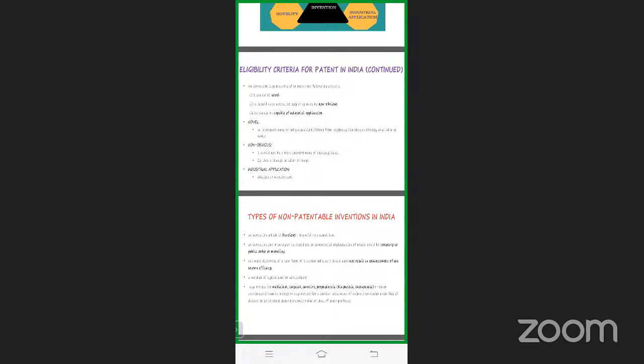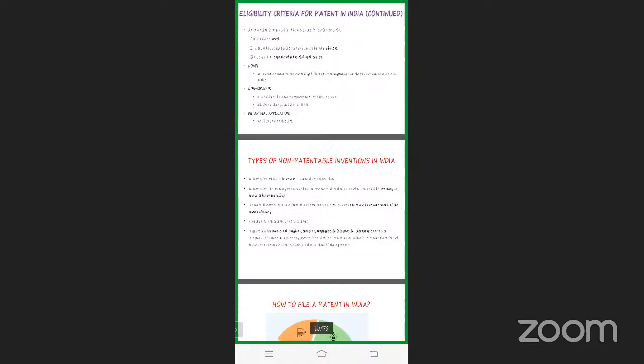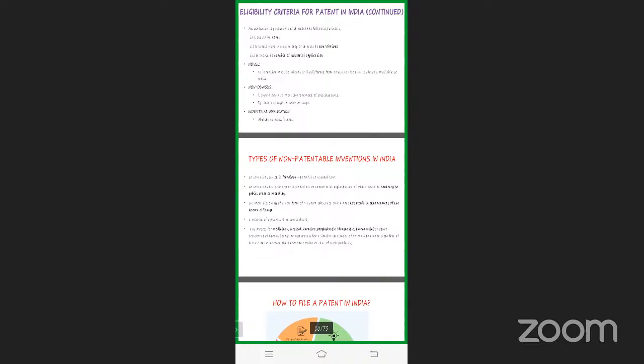The second thing is it should be a non-obvious one. Non-obvious means it should be non-discoverable. It should not be a discoverable thing for other individuals. And the third one, it should be applicable to other industrial applications also. That is, it should have the ability to be manufactured. So these are the eligibility criteria for a particular process or a particular product to achieve patent in India.